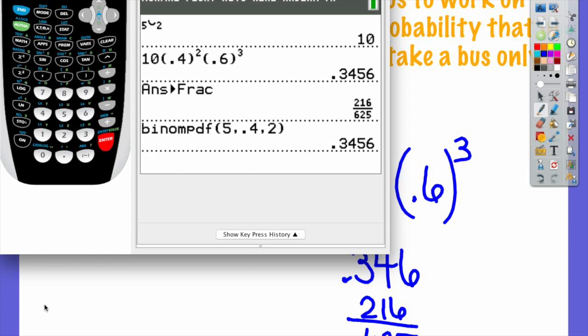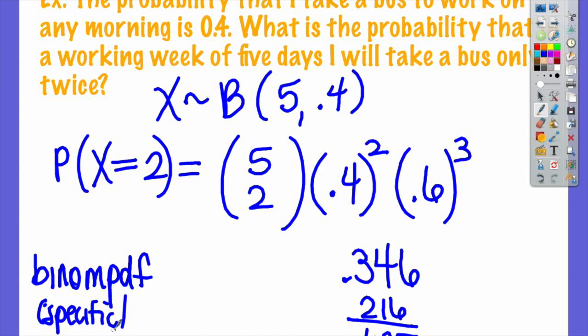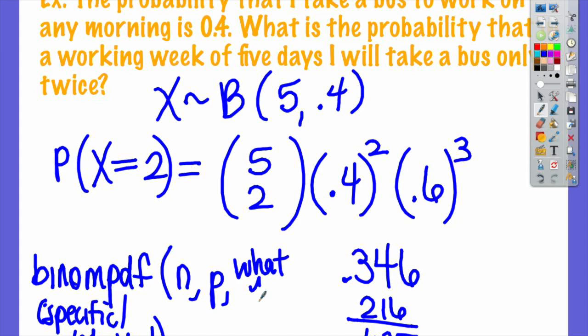So I suggest you write this down somewhere. Binomial PDF, whenever you want an individual thing, specific, individual, just one. So then it's n, comma, p, comma, what you want. What you want. That's basically the setup of it. And it'll get it for you every time.